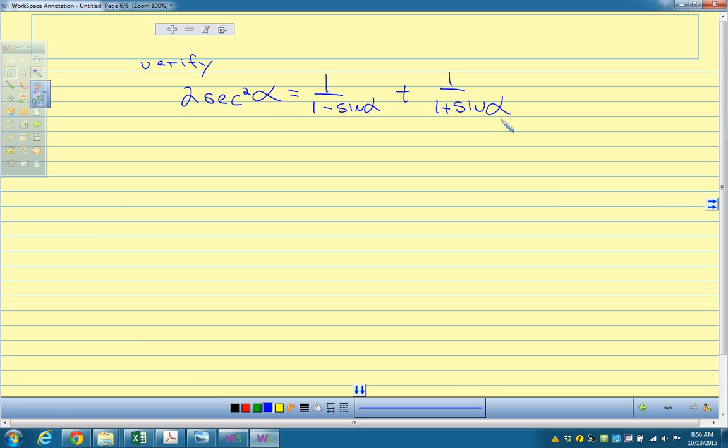Which side do you think I should start with? Start with the right side, okay? Because it looks a little more complicated than this side. Any ideas what I should do with that right side?